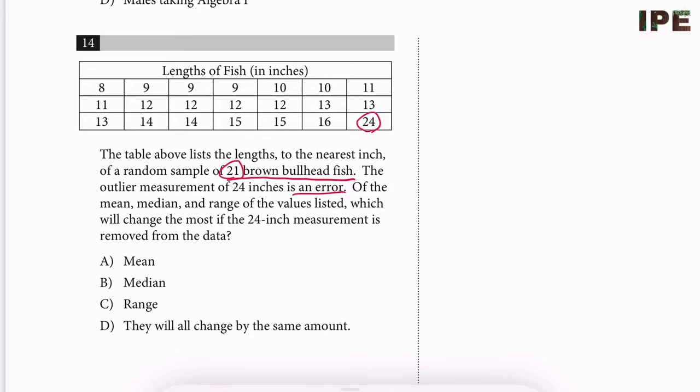Of the mean, median, and range of the values listed, which will change the most if the 24-inch measurement is removed from the data? Basically, the mode is never changing, so there is no mode here, right? The median can change somehow, but not much, right?